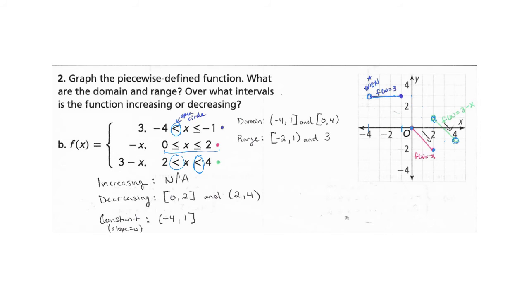All right. And if we want to say what intervals it's increasing at, it's not increasing at all. There's no slope that's positive. We have negative slopes here and here. So it's this interval and this interval, they're both decreasing because they have a negative slope. And then it's constant right here from -4 to -1, because going from left to right there's no change in slope. The slope equals 0.